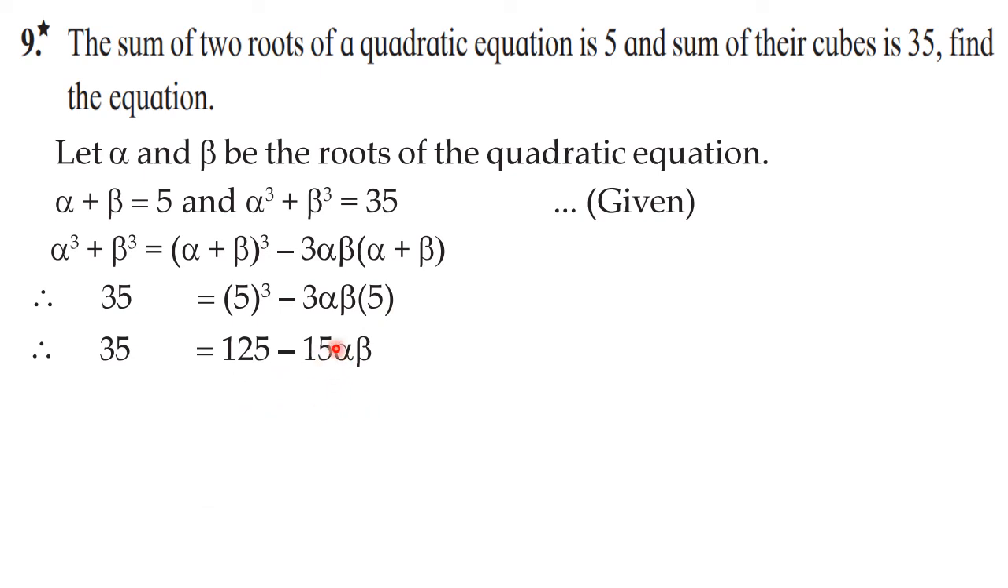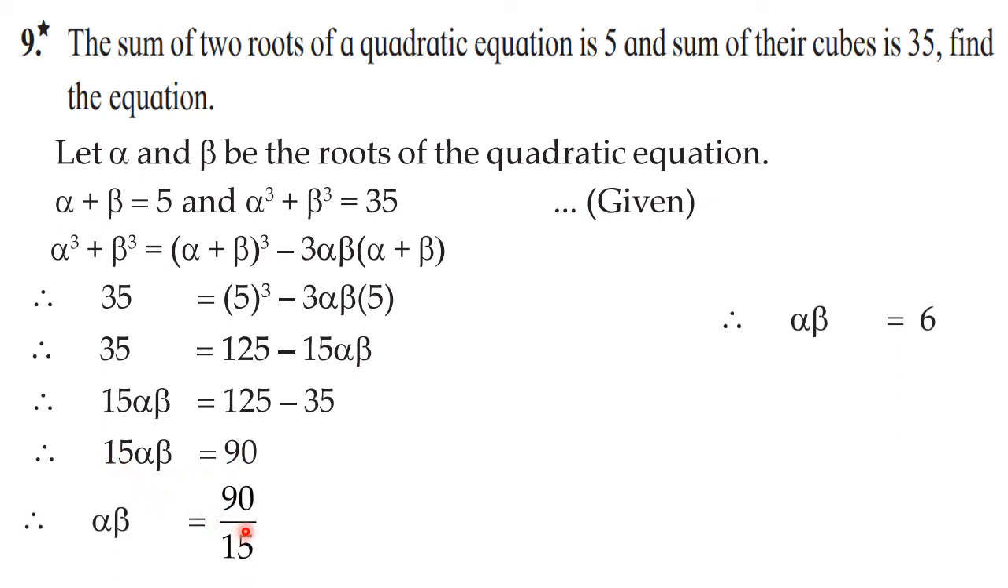Okay, now this 15 alpha beta we can shift to the LHS and 35 we can shift here. So we will get 15 alpha beta is equal to 125 minus 35, that is 90. And from that alpha beta is equal to 90 divided by 15, that is equal to 6. Okay. Now we know alpha plus beta and we know alpha beta also. So we can write down the required equation.